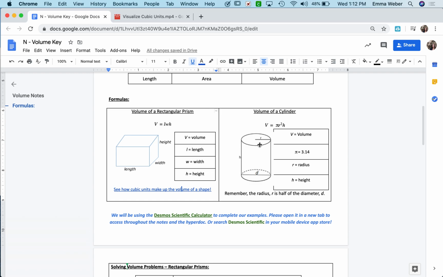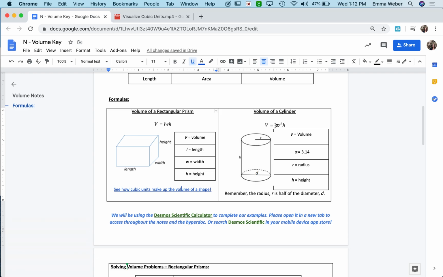Now for the volume of a cylinder, it's a similar principle. You're still trying to figure out how many cubes you could fit into this cylinder, but since it's a rounded object, it's a little bit more difficult to calculate. We have to consider that we would have a circle on top, and then it would be another circle and another, and it would just be a bunch of circles stacked on each other, and it would be whatever the height is of that. So you're taking kind of what's inside those circles and multiplying it by the height.